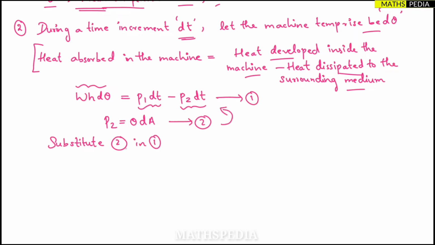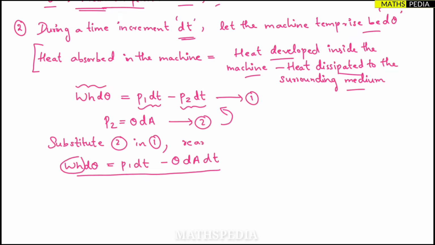Okay, substituting here. So this will become WH d theta is equal to P1 dt minus P2, and in place of P2 it will be theta dA dt. Okay. Next, now here WH I'll write as C. So I am replacing C, so I can rewrite this equation. How will you rewrite this equation? Now one more thing you can do, you have to just divide by dt. This is derivation, okay, remember stepwise. So what will happen when you divide by dt? No need to show the division part, you just say that substitute 2 in 1 and rearranging the terms.